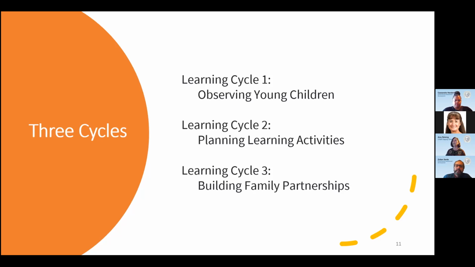In cycle 2, candidates are asked to plan an activity, an asset-based activity for young learners, engage in that activity with the children and the other adults in the room, video record that, reflect on it, and then think about how to apply what they've learned. So that's cycle 2, planning learning activities. And then finally, cycle 3 looks closely at how candidates will build family partnerships. So the importance of family, working with families to support their young learners, both in and out of the classroom.